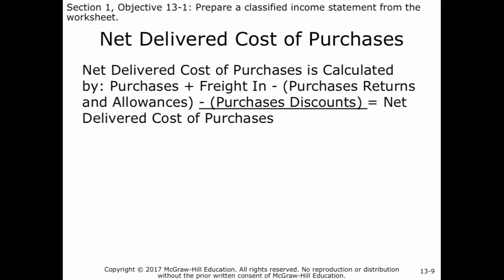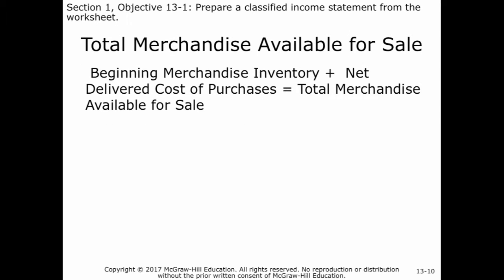So I know that this is a lot of information to absorb in one slide. So here's a separate slide to help you understand how to determine the net delivered cost of purchases. These are all the steps that we need to take in order to determine the cost of goods sold. So make sure that, if you need to understand that a little deeper, just really understand these slides. Likewise, here's a slide that breaks down how to determine the total merchandise available for sale.